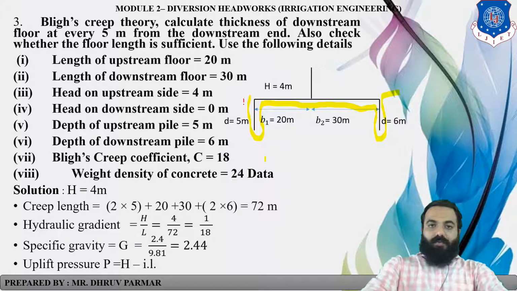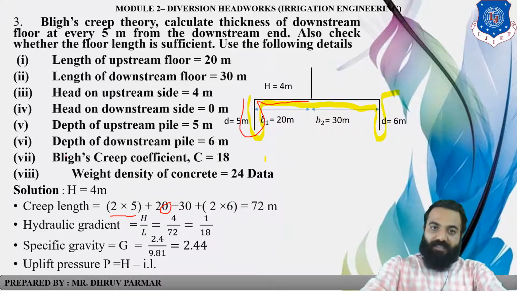Here, this is 2 times D, so that is 2 into D. Then again the upstream flow length. So what is the upstream flow length? This is equal to 20. Then again the downstream length. This is 30.